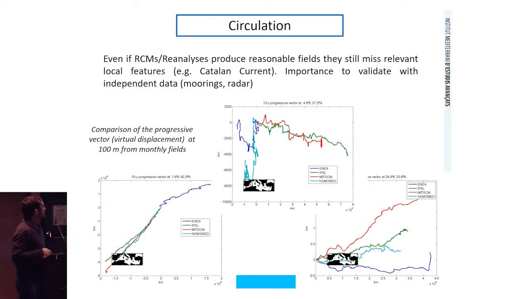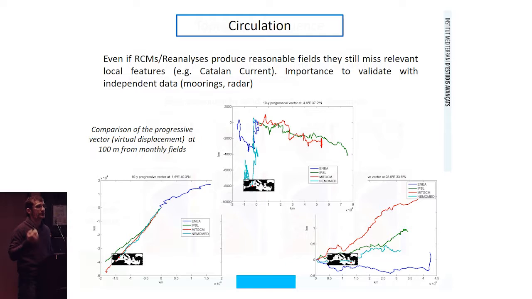So even if all of them are forced basically with the same forcing, and all of them or most of them are NEMO models or MIT, which are pretty similar, the difference can be very, very large. And even, I don't have the plot here, but even comparing reanalyses, where we are simulating altimetry and are supposed to get better surface fields, the fact is we are not. I mean, there are a lot of things going on. So it's important to use independent data to try to evaluate the local patterns of circulation.